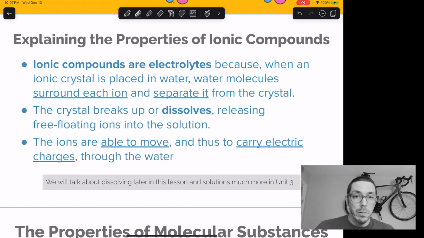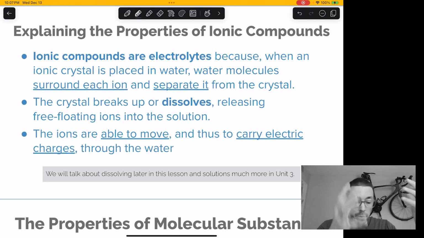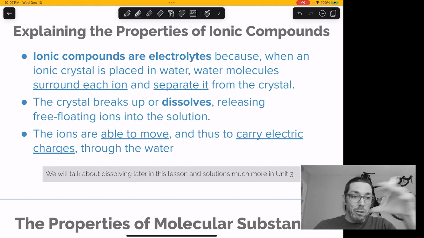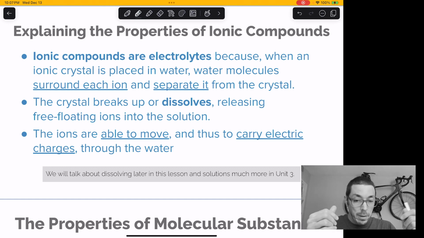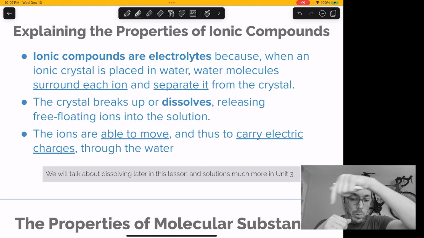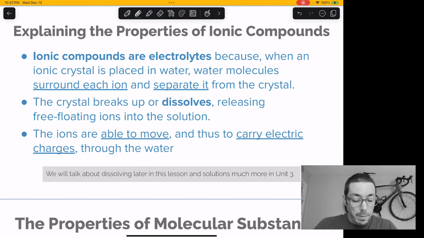Because those ions are able to move around in the water, that's moving electric charge from place to place. And that's what an electric circuit is: charges moving from one place to another. So when you have the electrodes placed in the water solution with salt dissolved in it, you're able to connect the two electrodes because those charges are able to move through the water and complete the circuit, and that allows the light to light up.